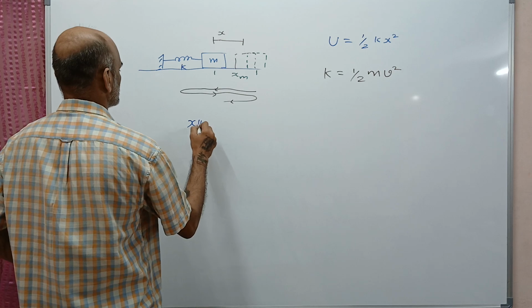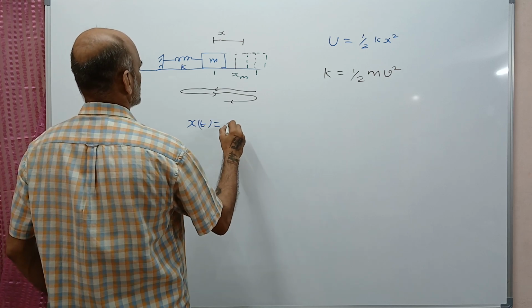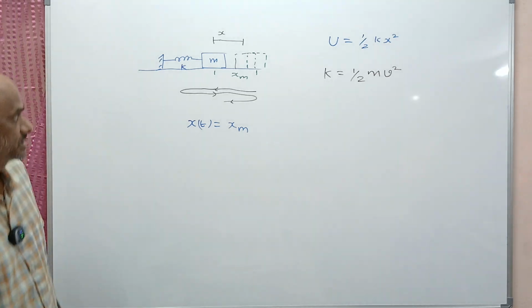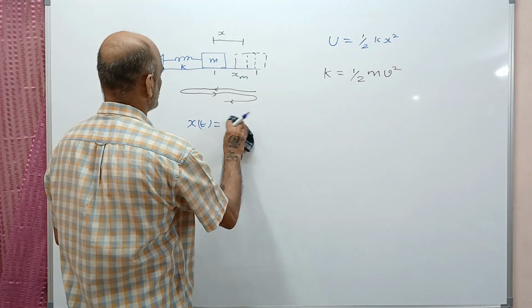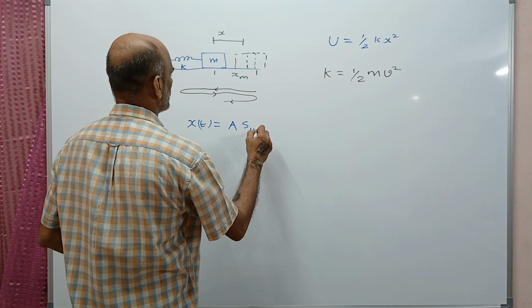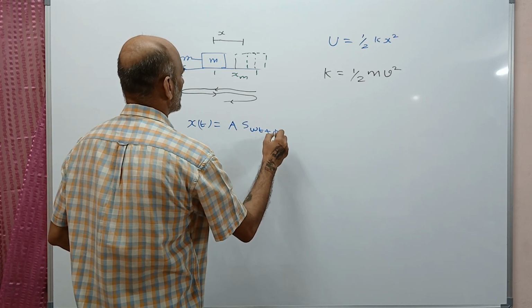So this motion is of the form x equals xm sin omega t plus phi. Xm is actually the amplitude of the motion. You can call it xm or also a. Xm is same as a, the amplitude of the motion. So it's a sin omega t plus phi.